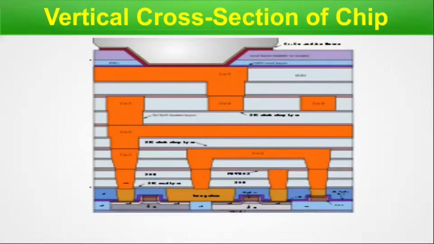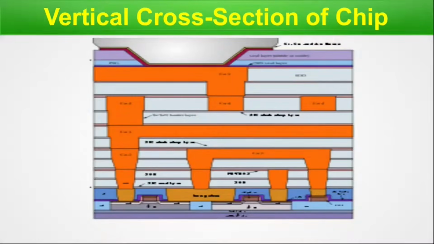Vertical cross section of a chip. So here we are using the vertical cross section of a chip. This picture has been taken from Wikipedia. Here I will point out the different layers.